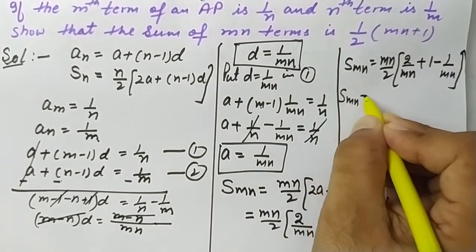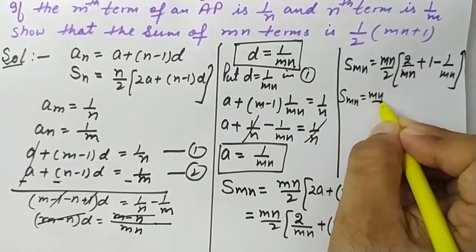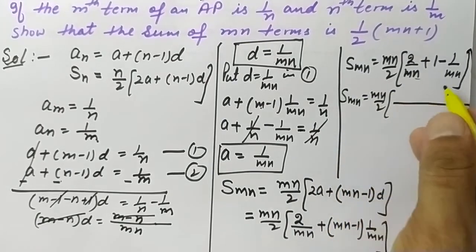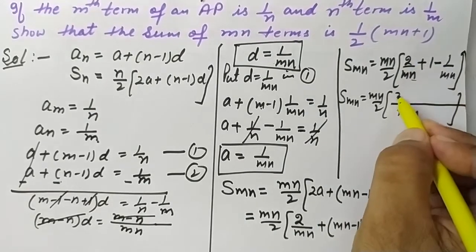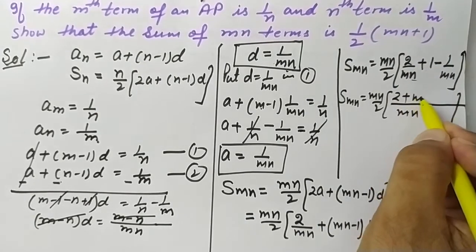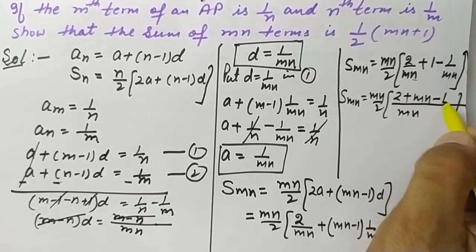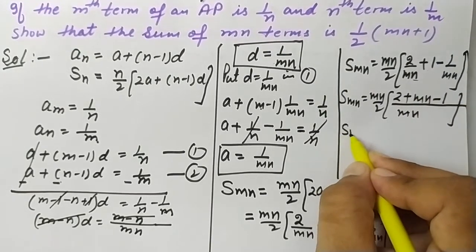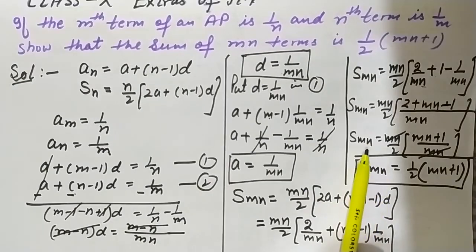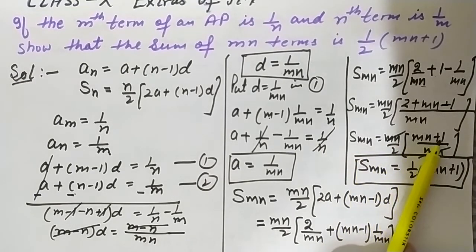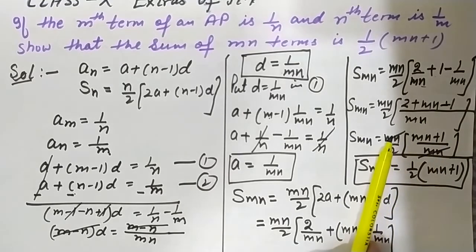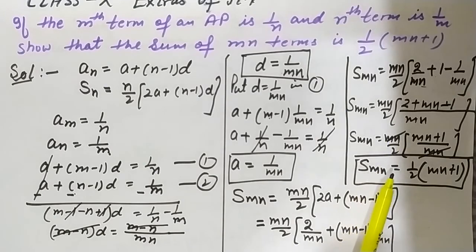Let's see further. Sum of mn terms is mn over 2. Here you can take 1 over mn as common. See what is left inside: 2 plus mn minus 1. So S mn is equal to mn over 2 into (mn plus 1) over mn, since 2 minus 1 is 1. So mn will be cancelled. What is left? S mn is equal to 1 by 2 into (mn plus 1).